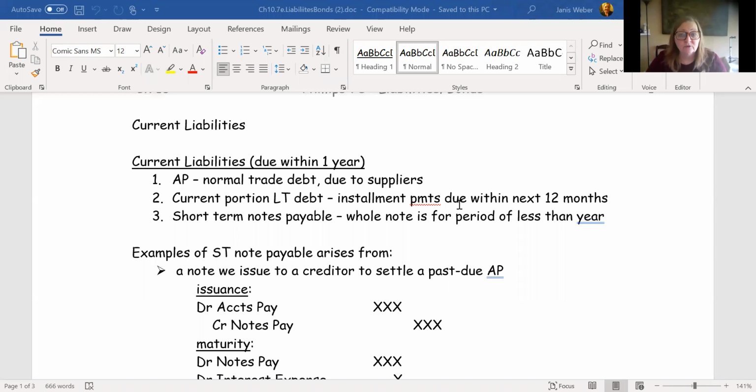Normally current liabilities includes the very common thing that we have been studying about, which is accounts payable, just normal trade debt. And then the other thing we talked about some so far is the current portion of the long-term debt. So if you have a note payable, it'd be the part that's due within the coming 12 months. That would be the current portion that is included in the current liabilities as well. And then the third one would be a short-term note payable, a note for less than 1 year.